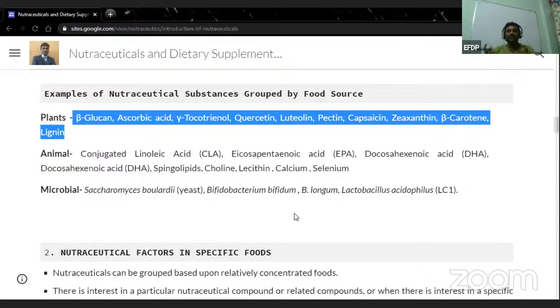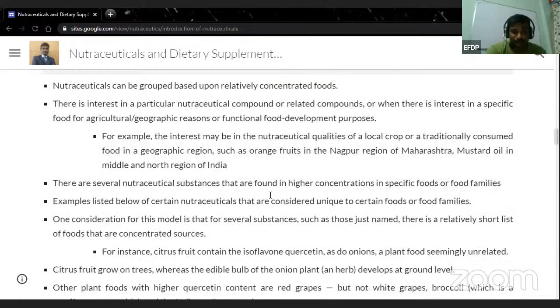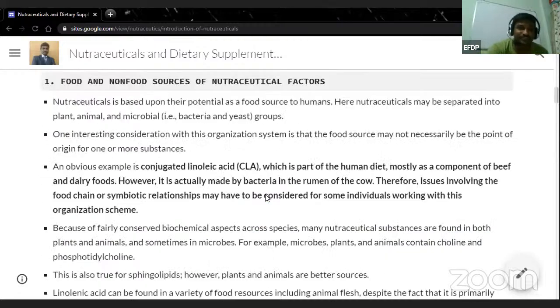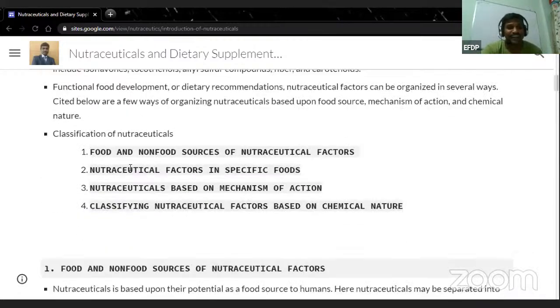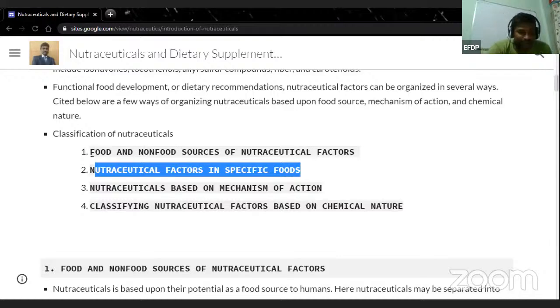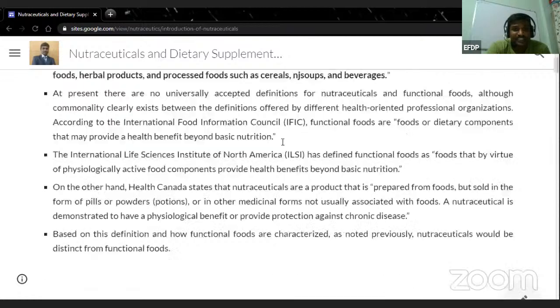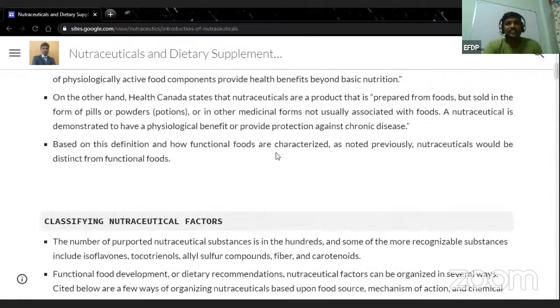I hope you understand what nutraceutical means. Then we will have another lecture on dietary supplements. Then specific foods. In tomorrow's lecture we will go for the nutraceutical factors in specific foods. Today we completed the nutraceutical definition and what we mean by nutraceutical. This idea is continuously growing, so don't worry about it. We will finish the syllabus in an interactive session like today, and I hope you are understanding.